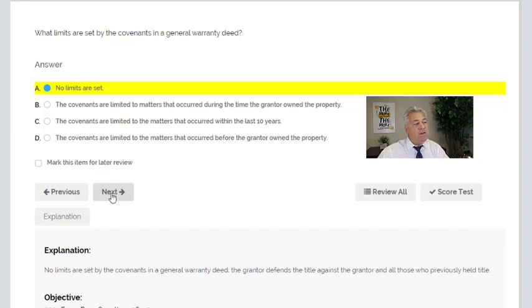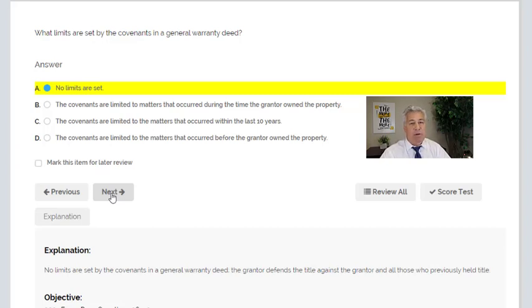The covenants are limited to matters that occur during the time that the grantor owned the property. That's a special warranty deed. We used these a lot in the past with foreclosure sales. The bank would give the buyer a special warranty deed. In a sense, the bank is telling the buyer, if while we own the property, we paid all the bills. We're not guaranteeing anything beyond the time that we own the property, but while we owned it, we paid the bills. Or maybe you're flipping the property.